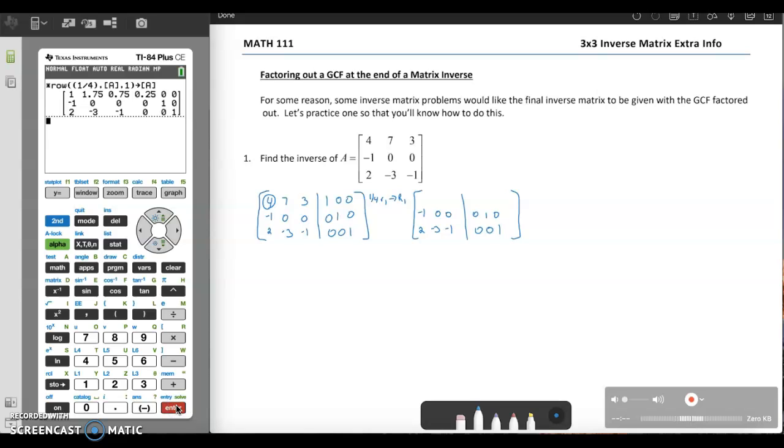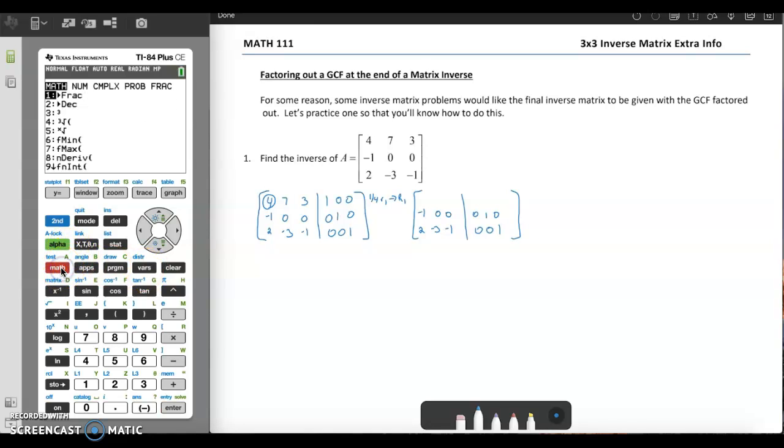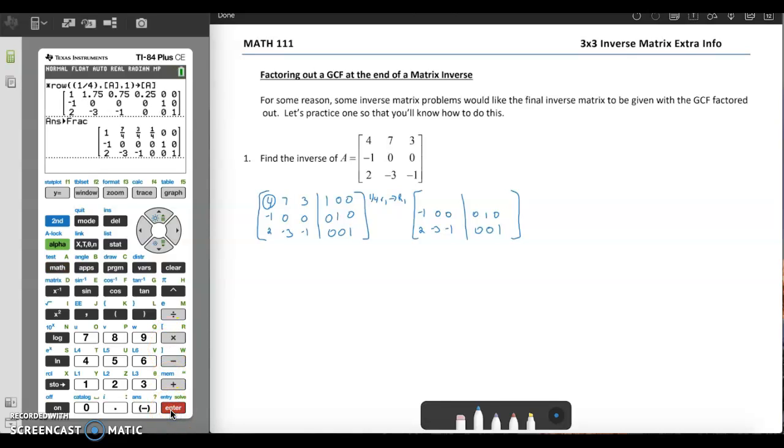Okay, so I've got my new top row, and if you want to keep everything as fractions because it'll be easier to figure out what to multiply by later, remember that you can always at this point do a math and turn it into fractions. So my first row across the top is a 1, 7/4, 3/4, 1/4, and the other two entries are zeros. So I turned that top leftmost entry into a leading 1.